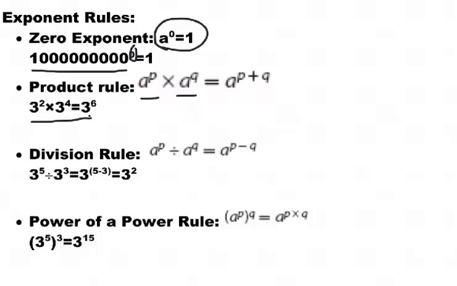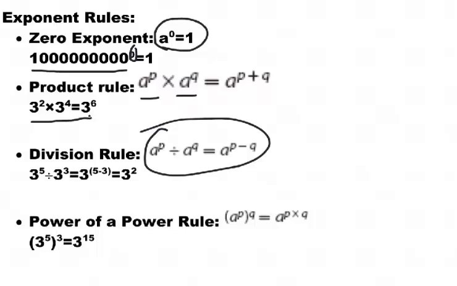The next rule is the division rule. In the division rule, it says that if the bases are the same, when you divide two powers, you just subtract the exponents. So 3 exponent 5 divided by 3 exponent 3 is the same as 3 exponent 5 minus 3, which is 3 exponent 2. In general, when the bases are the same, like a exponent p divided by a exponent q, you write one of the bases a, and then you subtract the exponents. So the exponent becomes p minus q.